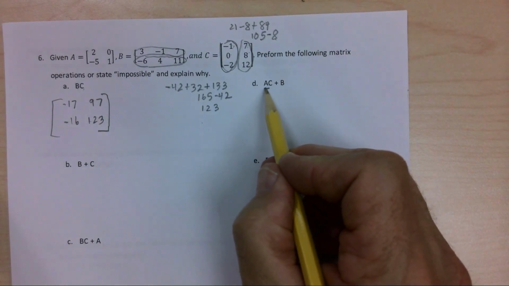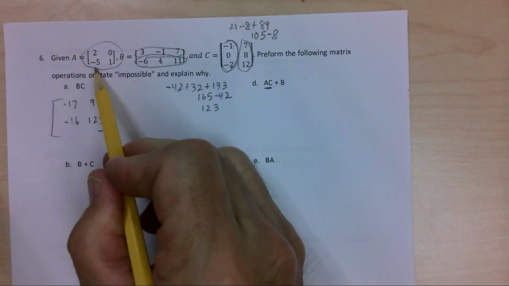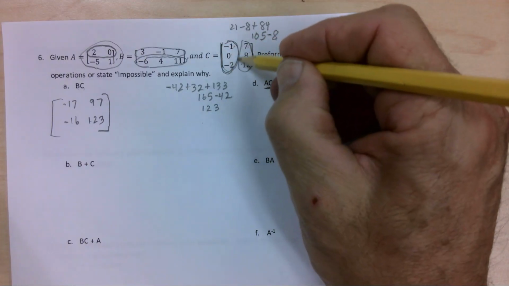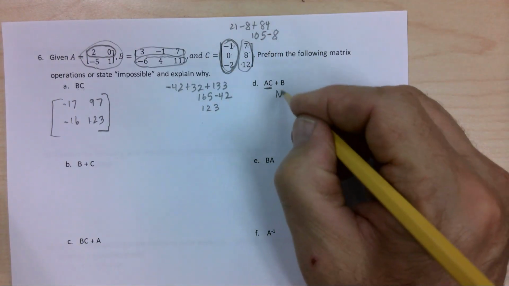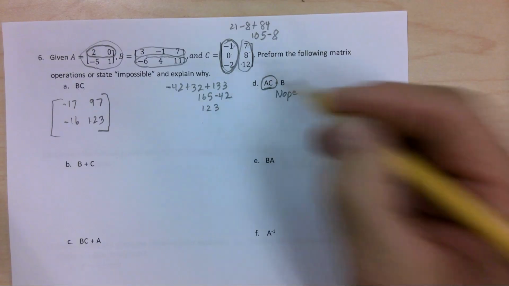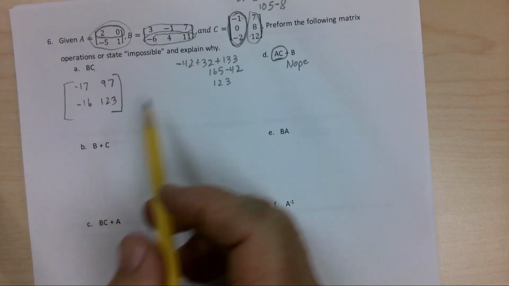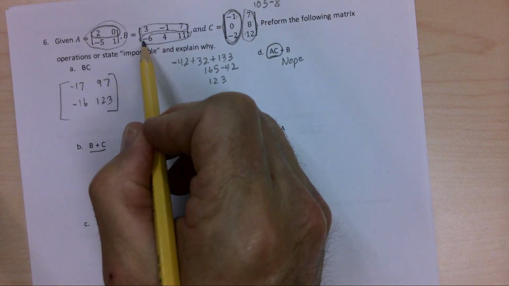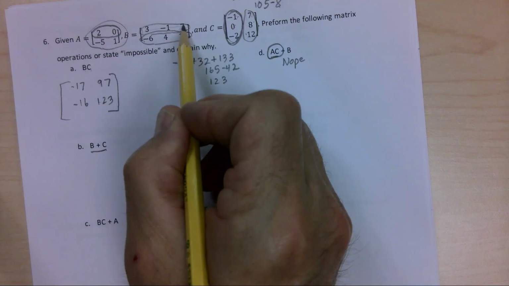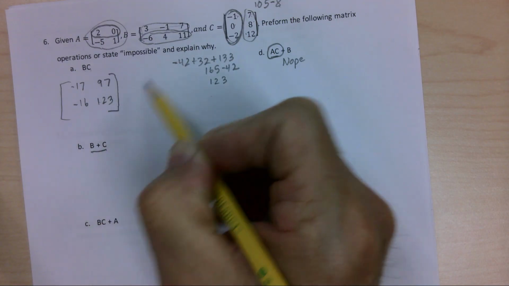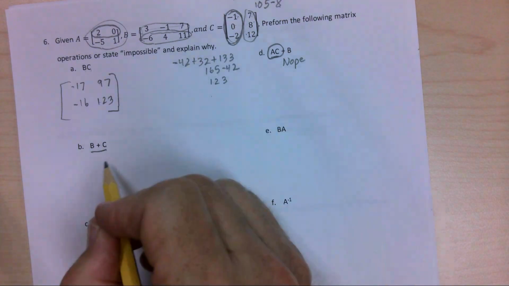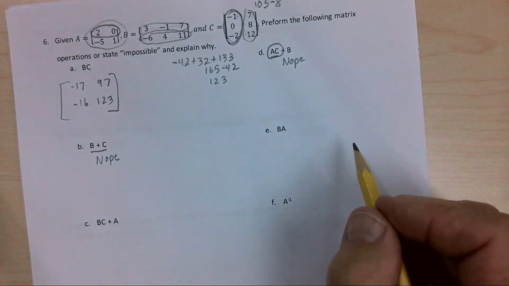Okay, so now AC, we got to multiply A times C, but notice there's 2 elements in that row, 3 elements in that column. Nope, can't do it because of that. Impossible. B plus C. Well, in order to add, notice this has 2 rows, 3 columns. In order to add, they have to match. You can see that C doesn't have the same dimensions. So this is a nope, doesn't have the same dimensions.